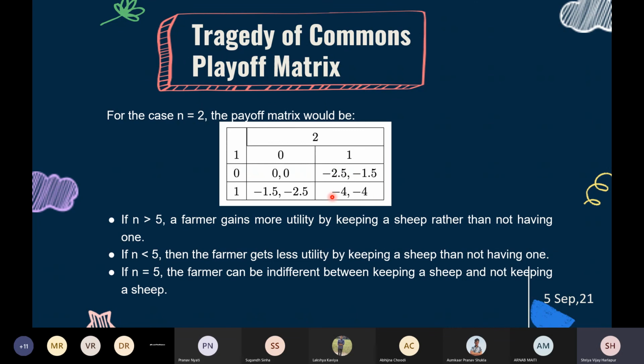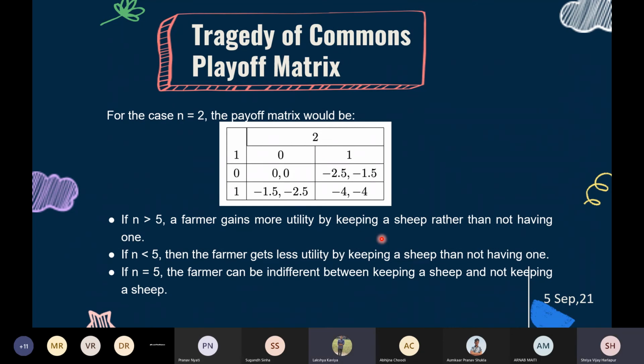So this is greater than this, right? Obviously, farmer 2 will want to maximize their utility. And so even if farmer 2 gets a sheep, farmer 1 will not get a sheep. Because if farmer 1 also gets a sheep, then they'll have minus 4 utility, which is bad, right? Compared to minus 2.5. So symmetrically, you can fix the options that farmer 1 has and see which option will give more utility for farmer 2. Does that make sense?